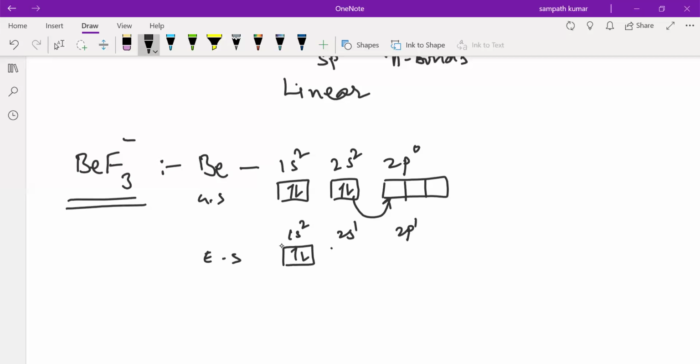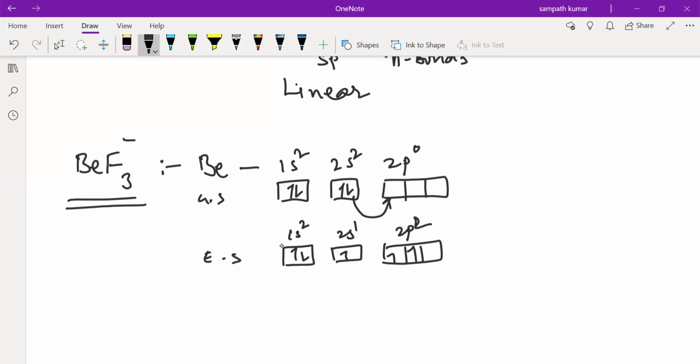It means 1 electron is there, and 1 electron is also there. How many unpaired electrons are there? Of course, 2 electrons. And here, this minus means 1 excess electron is present. It means here we have the 2p2 electronic configuration.